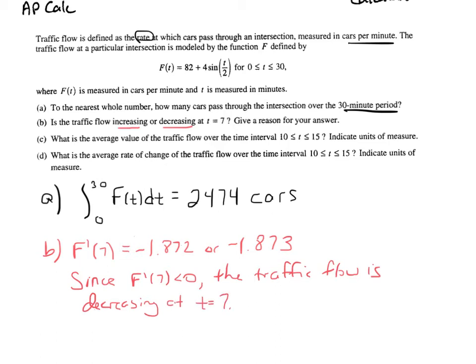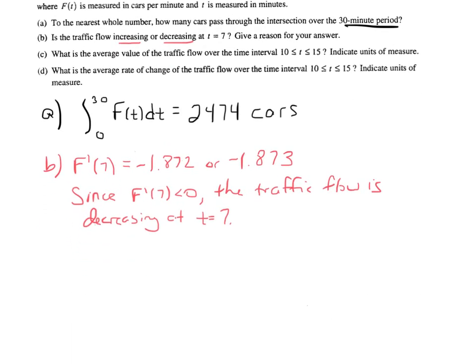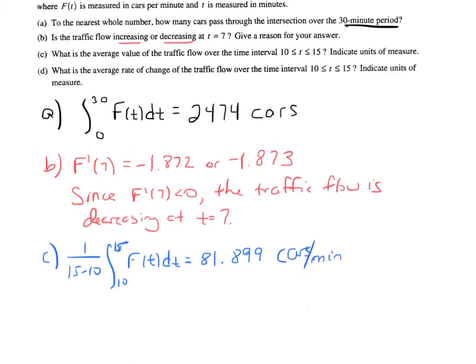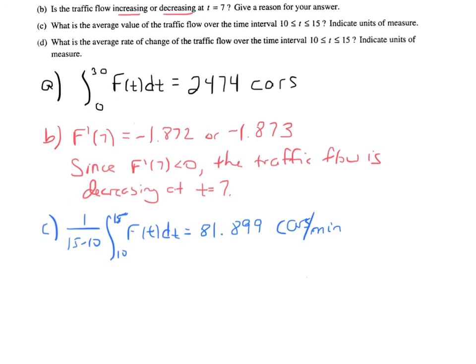Okay. Part C, the average value of the traffic flow. So we're looking for the average value of f, which is 1/5 the integral of f of t dt. And again, this is something we can put in our calculator. You'll get 81.899, and the units of measure would be cars per minute, because that is what the units for f happen to be.